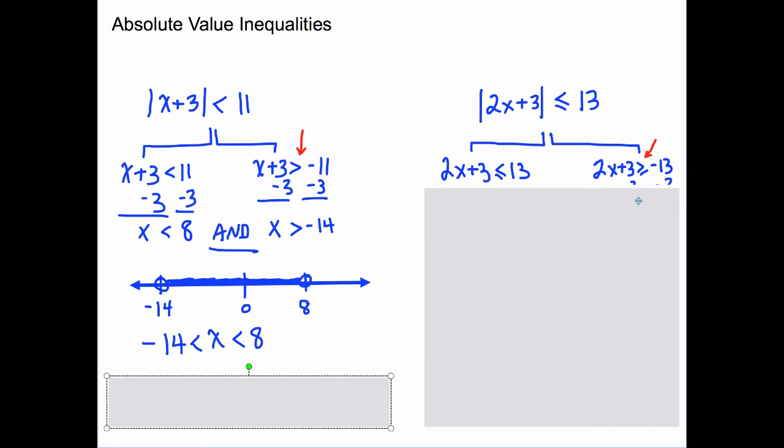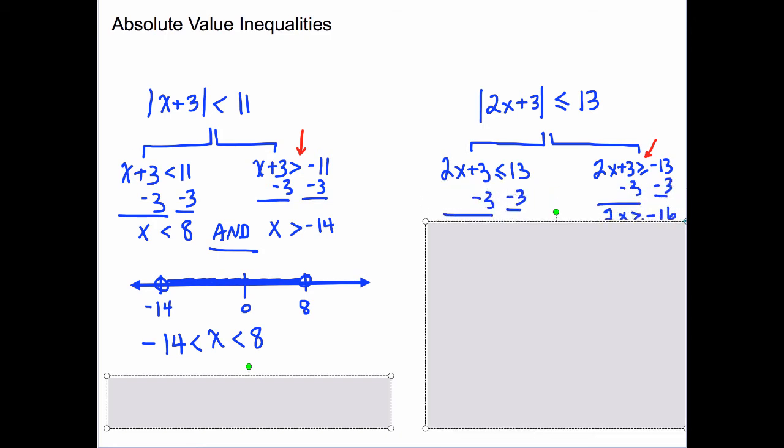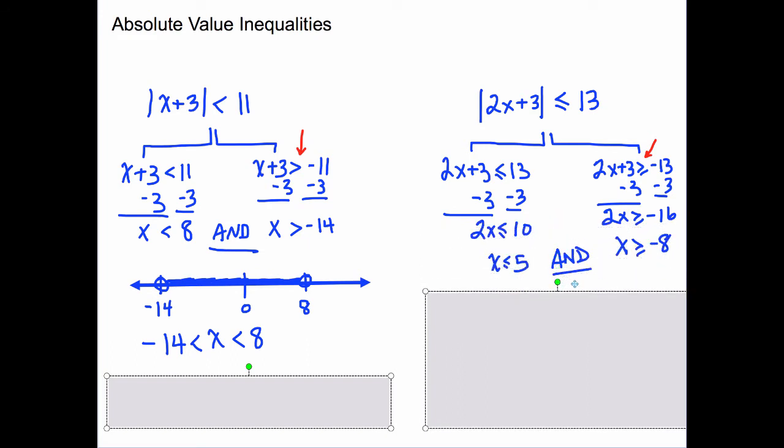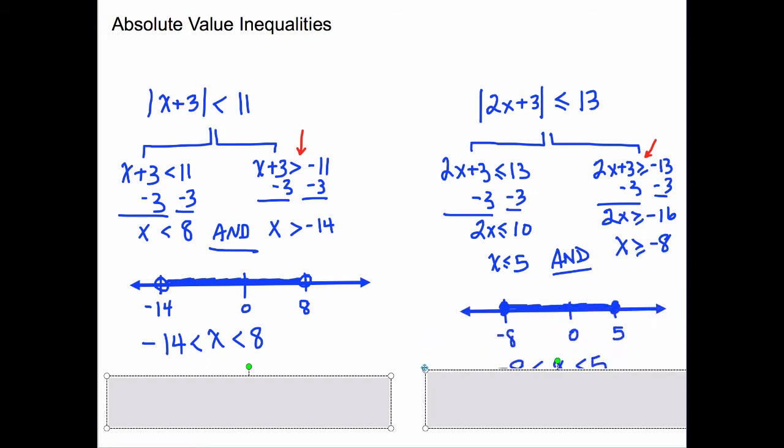So we'll subtract 3 from each side, divide each side by 2, and we'll come up with x is less than or equal to 5 and x is greater than or equal to negative 8. The graph will look something like this, and we can state the solution to the problem again either this way or this way. Either of those is fine.